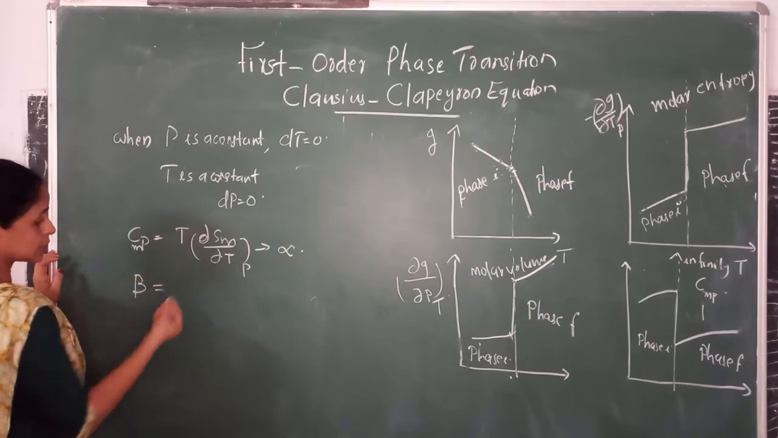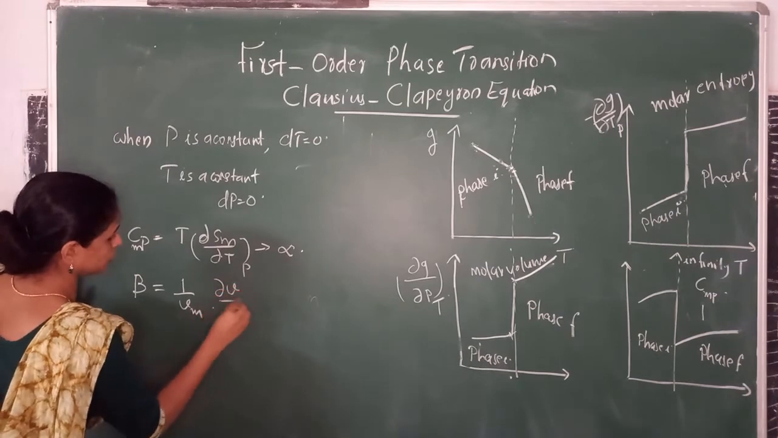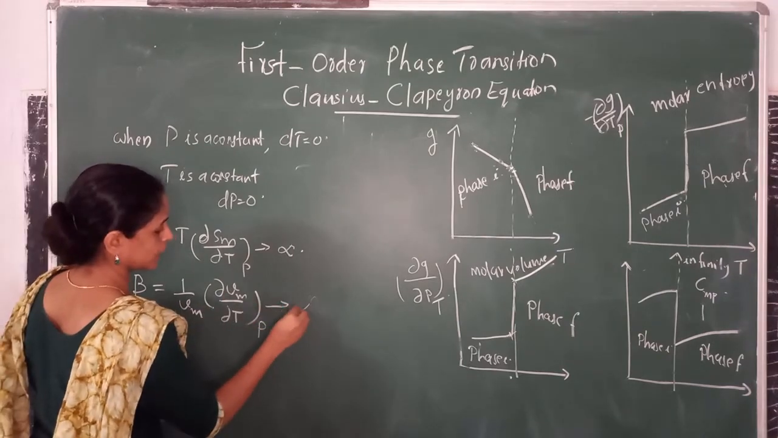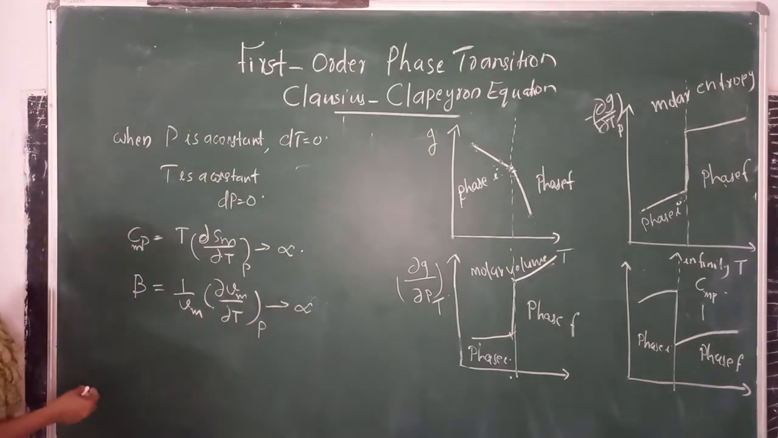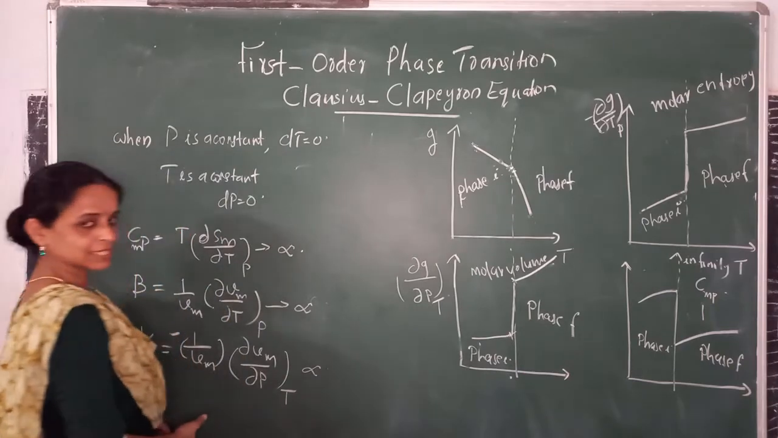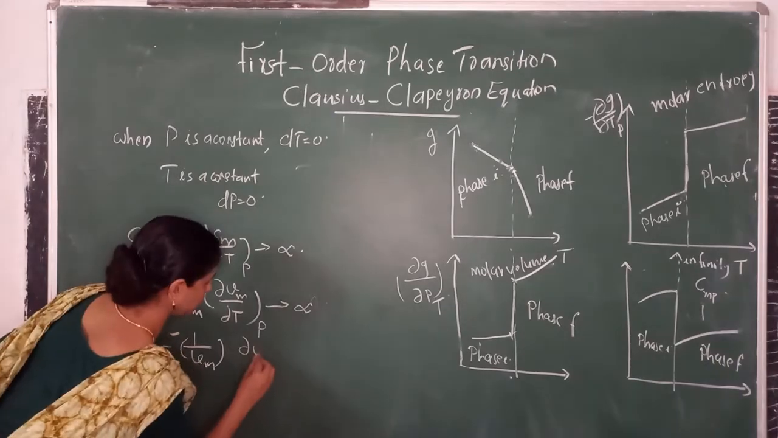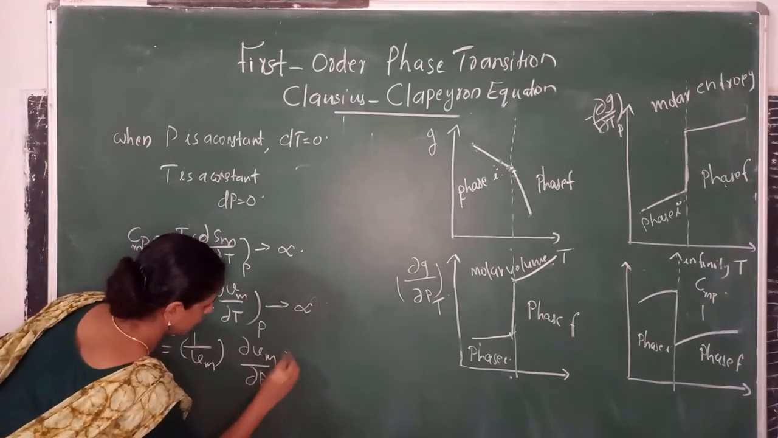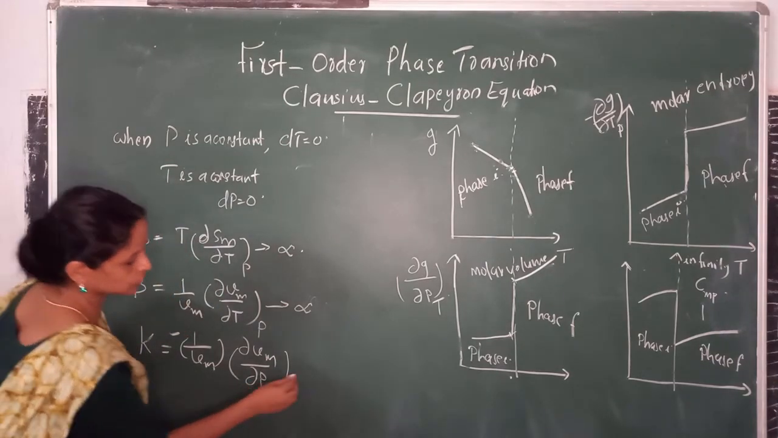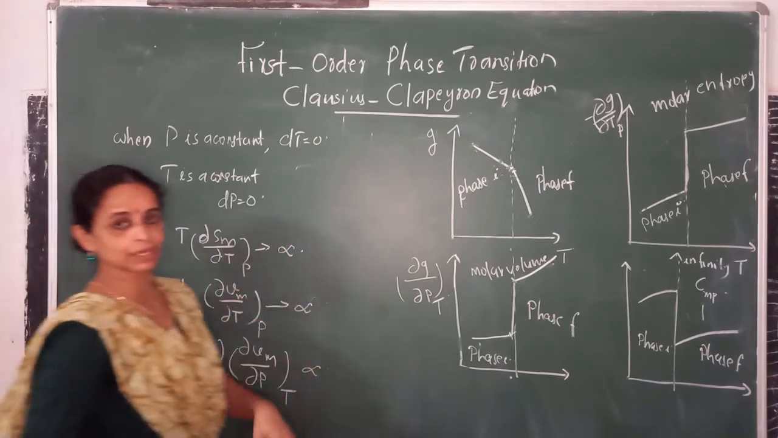Similarly, the volume expansivity, that is 1 by Vm into dou Vm by dou T at constant pressure, will go to infinity again. And the isothermal compressibility, at constant T, will also go to infinity. These equations we get only for first order phase transition. For second order and higher orders, these things will not hold. So these terms will go to infinity during the phase transition.